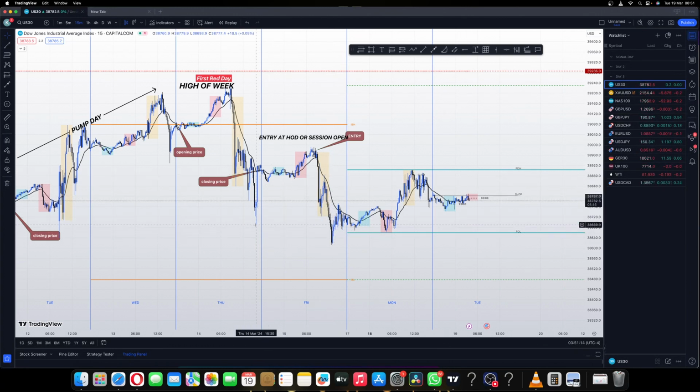As long as it hasn't broken below the low of the previous day, you can still look to continue. But that's that for Dow Jones. Again, pump day, high of week, close below the opening price, entry on the day after, that's day 3.